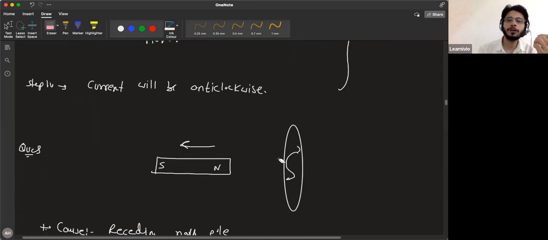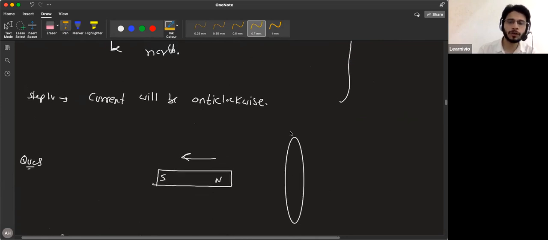Now, if I take this particular problem, Nabil Khan, what is the cause of changing flux in this coil?